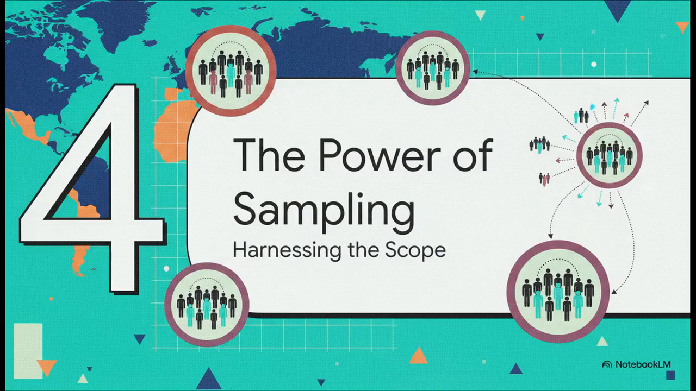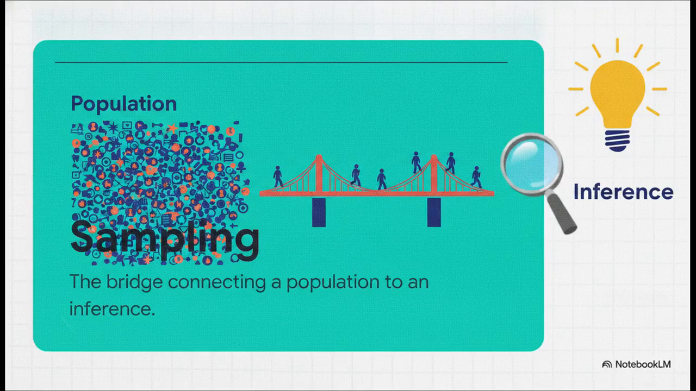Let's move to Section 4, the power of sampling. Now, what's really interesting about this is that once those tools are built, researchers face a huge practical limitation. They generally cannot survey an entire population. They can't ask every single consumer or test every single patient. It's just impossible. So think of sampling like a literal bridge.